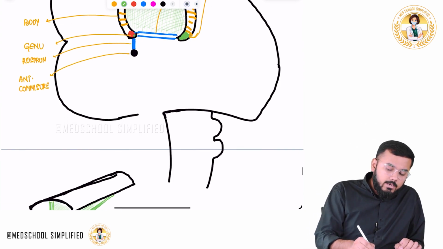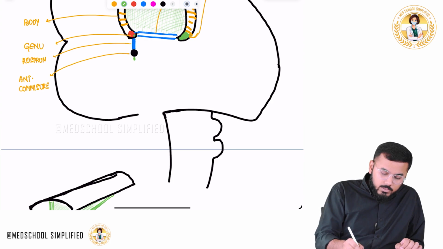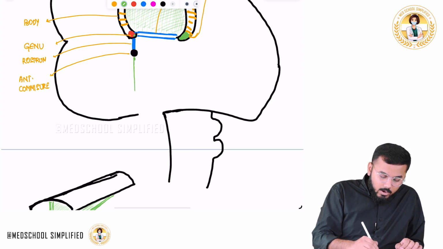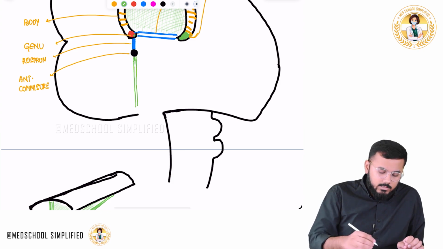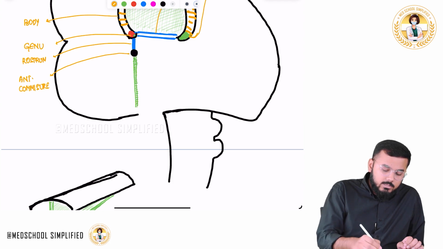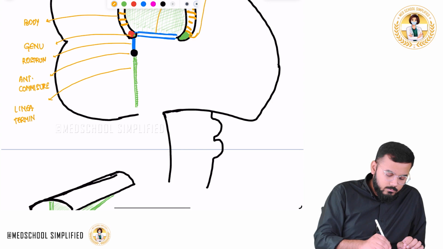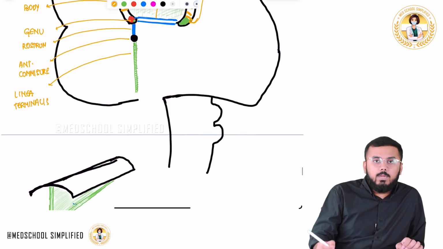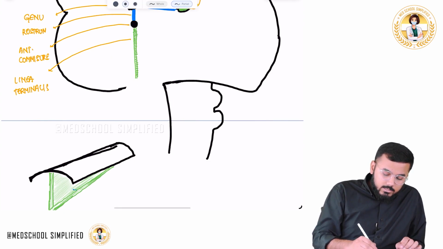Now, just beneath your anterior commissure, you have another structure which is elongated down all the way like this. What is this elongated structure which I am drawing right now? This is called your lamina terminalis.